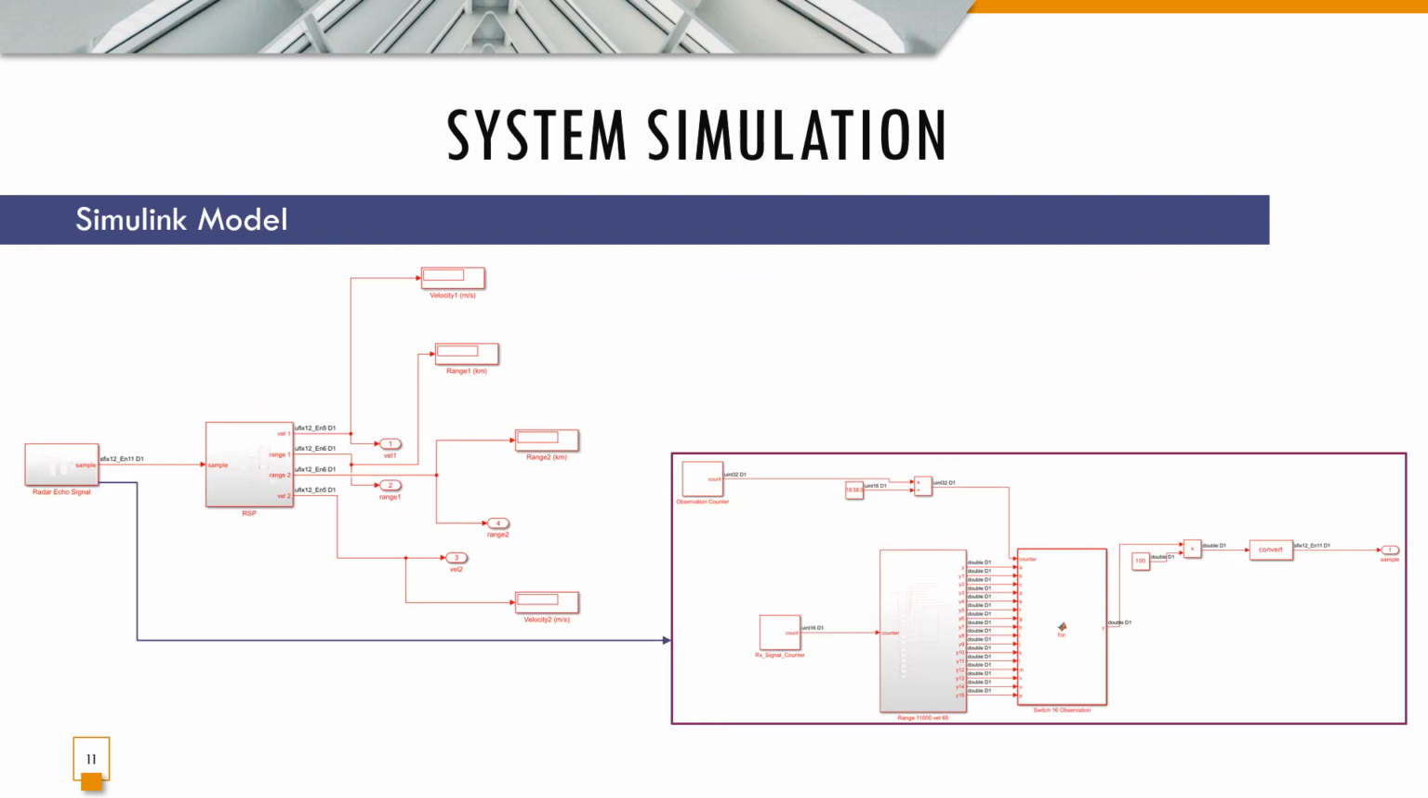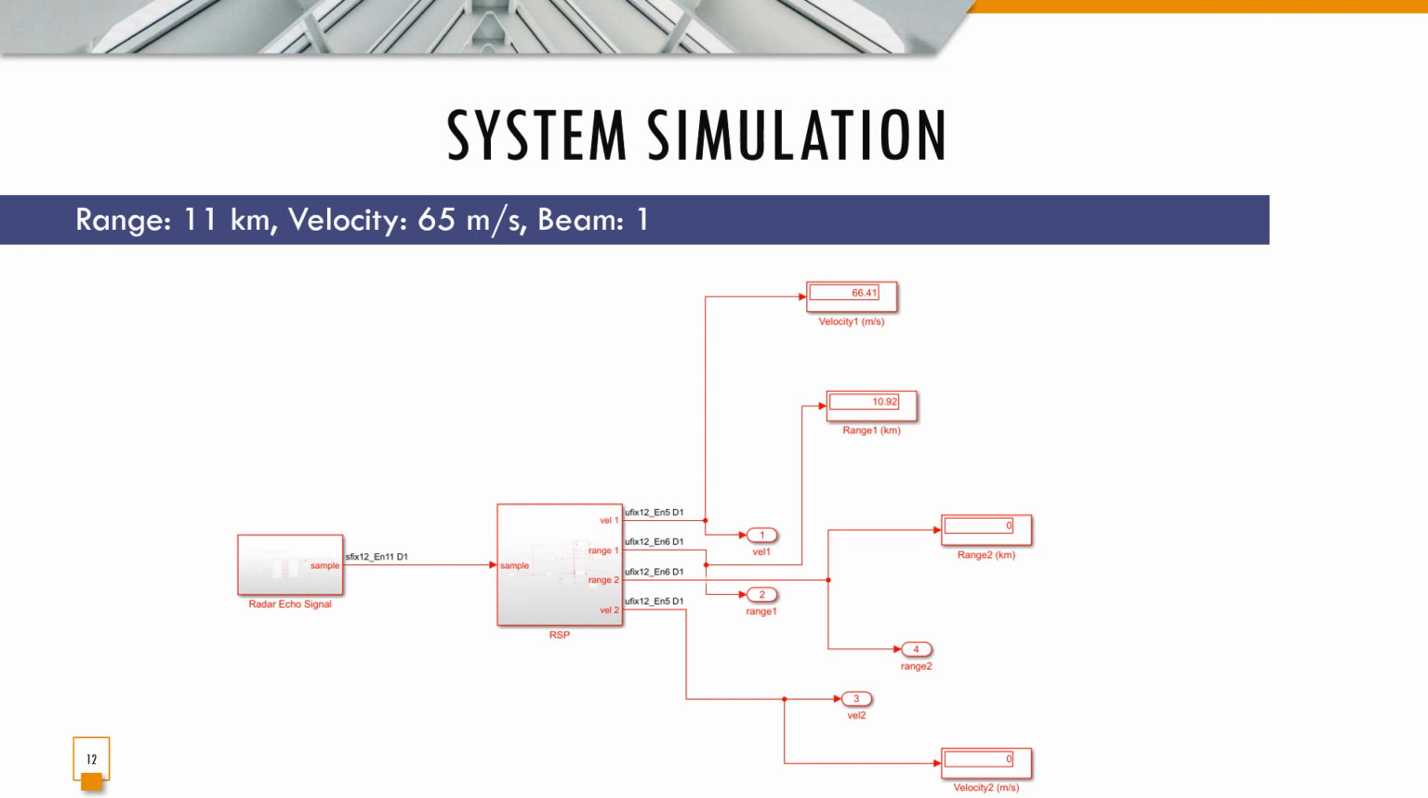After the design is complete, I add the radar echo signal block and displays for each output of the RSP blocks to simulate the system. The radar echo signal block contains samples of radar echo signal which have certain target information. In the first simulation, the echo signal contains target information as shown. We can see that the results have small errors due to the limited resolution bits and limited points of FFT.